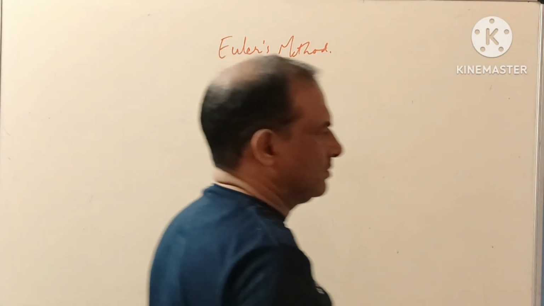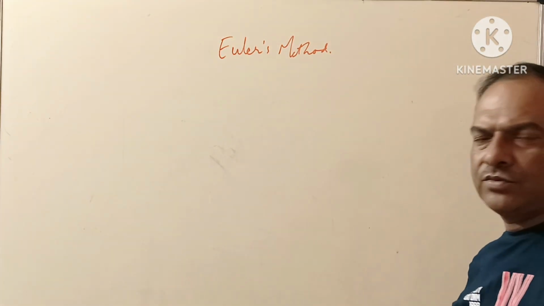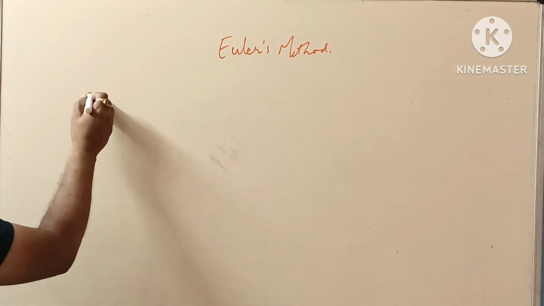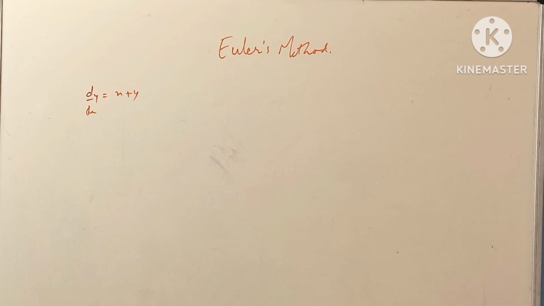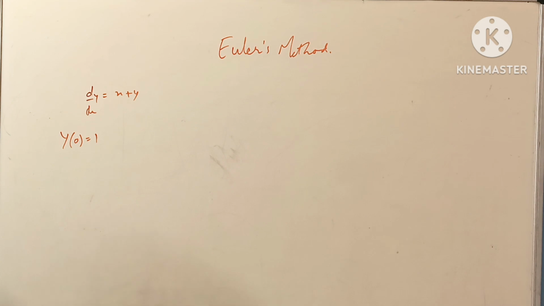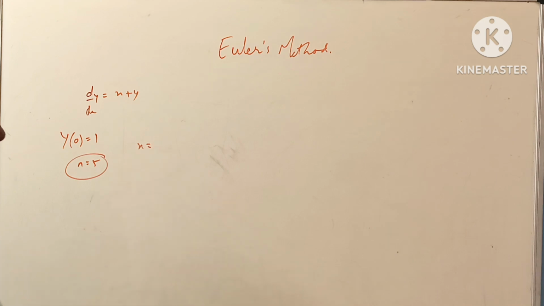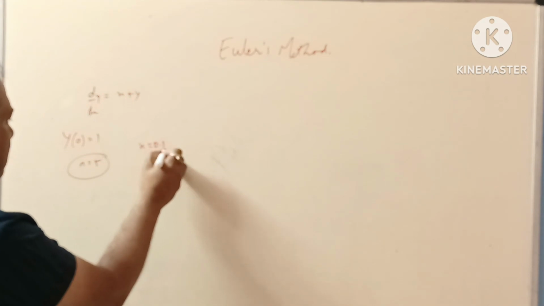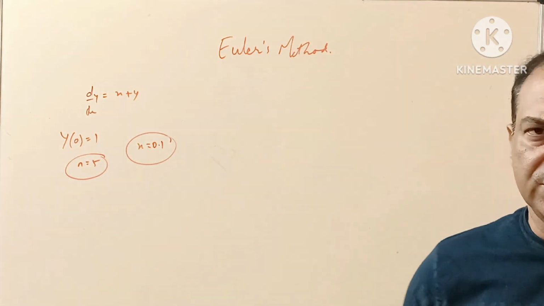Now let's do a numerical problem with the help of Euler's method. We are going with the first order differential equation. Let it be dy/dx = f(x, y) = x + y. Furthermore, we have y0 = 1, and thirdly we have n = 5, and we have to find the value for x = 0.1, and the step size. These are the given conditions for the first order differential equation.